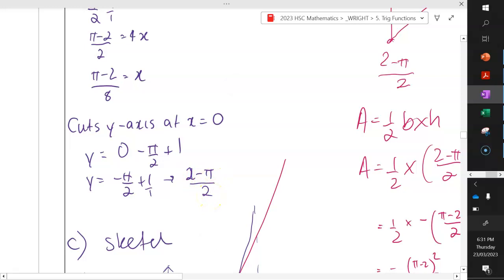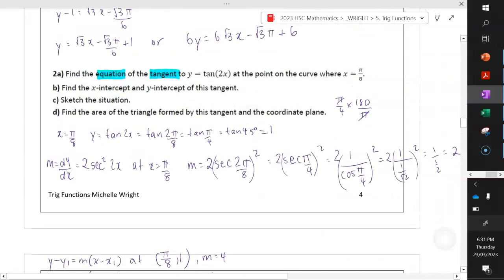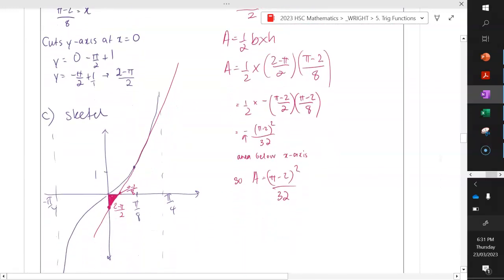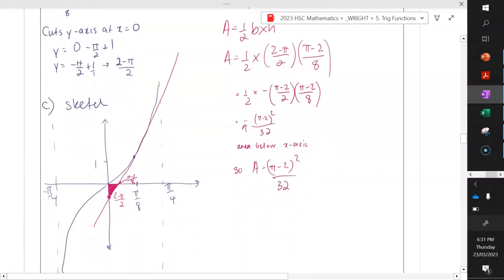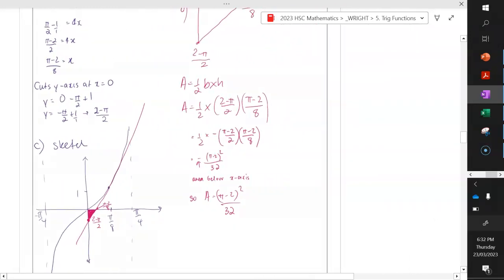That was part B. Part C would like us to sketch that, I'm pretty sure. Let's have a look. C is to sketch it. Yep. Now, what I did first is I had a look at what my base tangent and my base graph looked like.